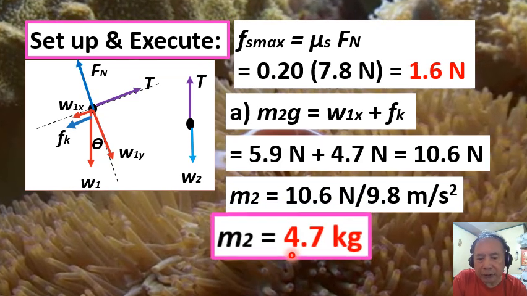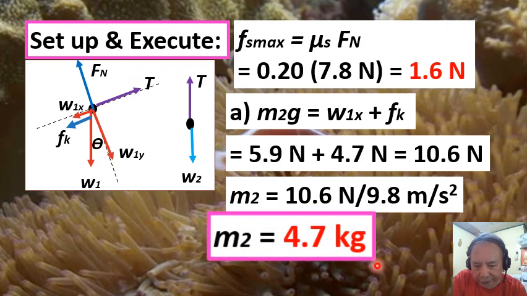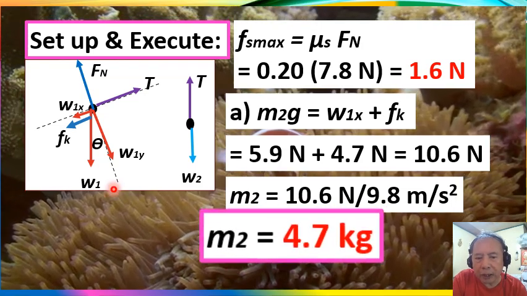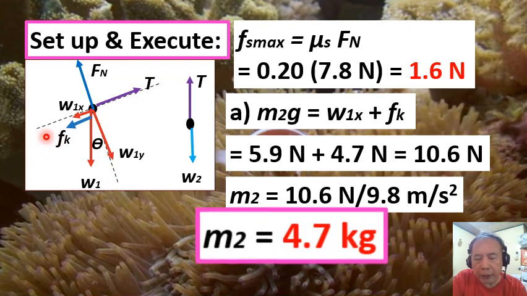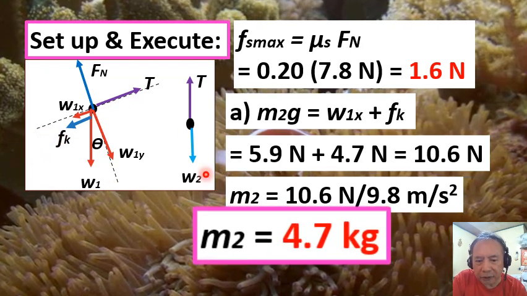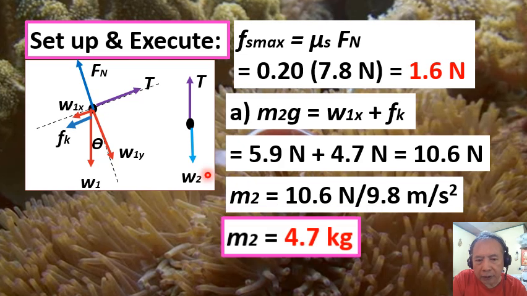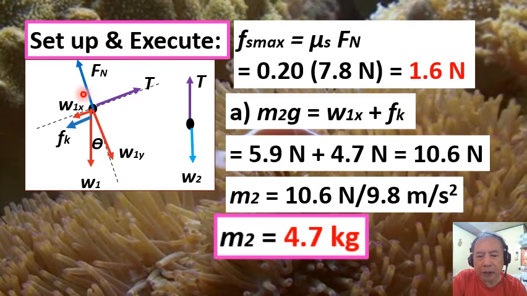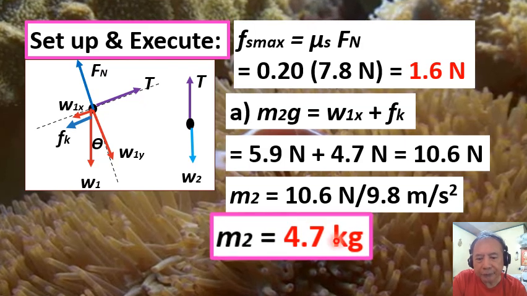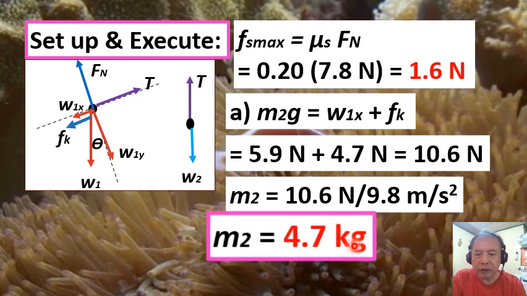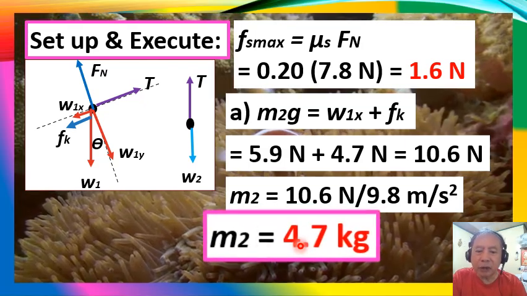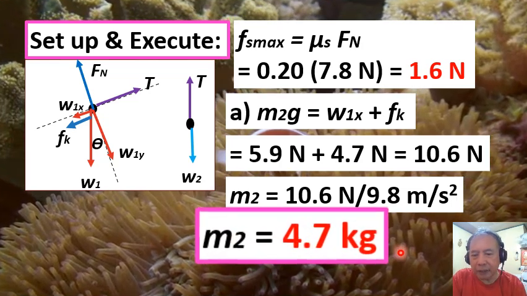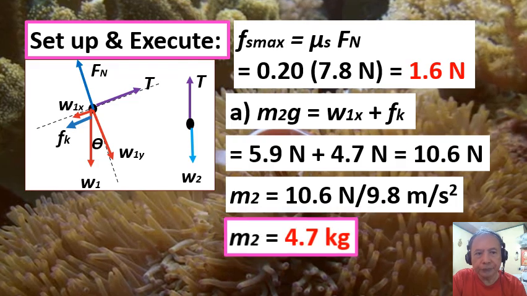4.7 kilograms is just the appropriate value for M2, so that M1 will be moving up the incline at constant speed, and at the same time, the hanging block will be moving vertically downward with the same speed as block number 1. With constant speed, that is, no acceleration. That's why we call this dynamic equilibrium.